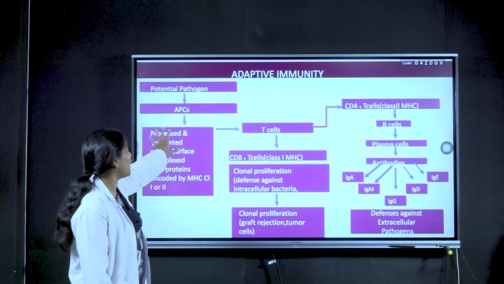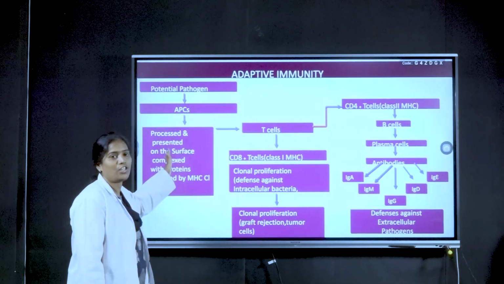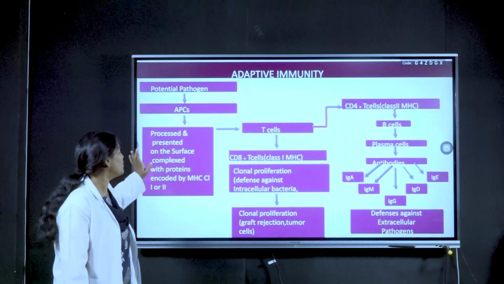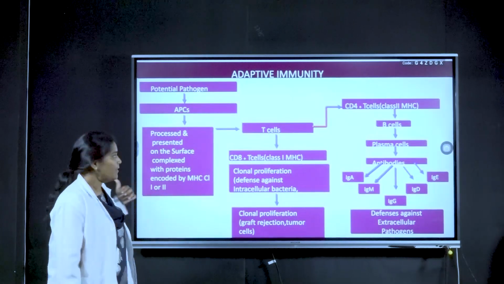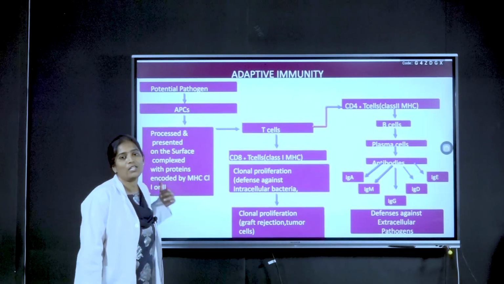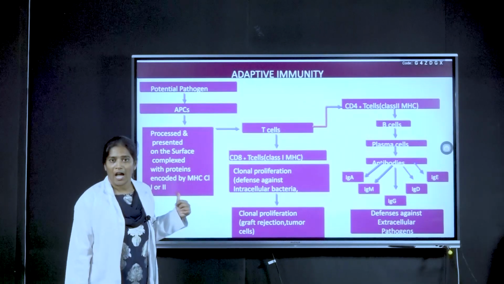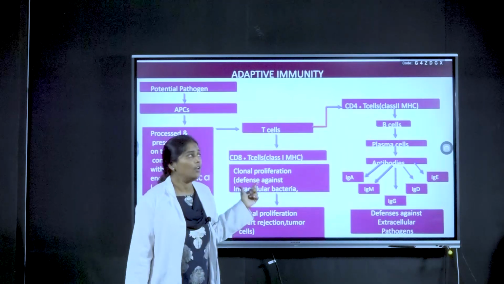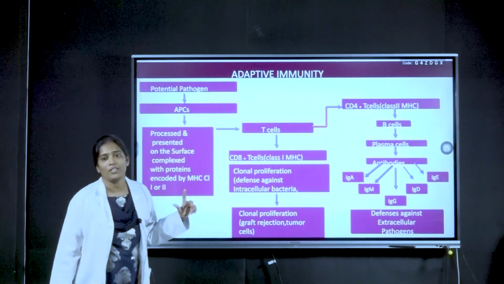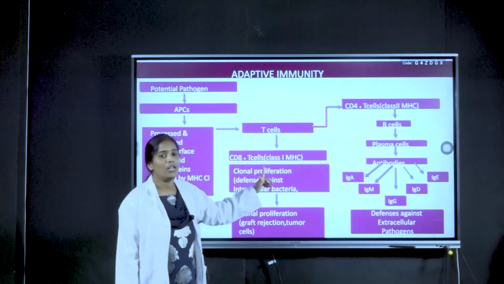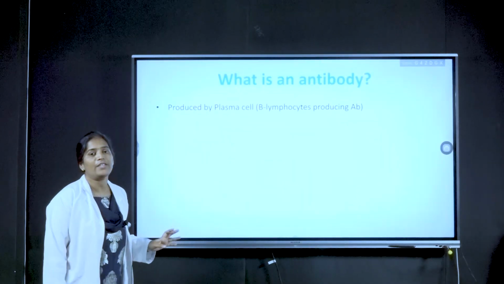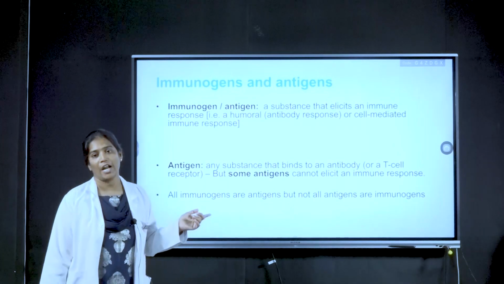So whenever a pathogen enters the body, usually antigen presenting cells will coat the bacteria, and these cells try to process the bacteria to a certain level, and then they present this antigen to the adaptive system. Adaptive immune system includes T cells and B cells. So before going to that, what is antibody? First we will see about antigen.